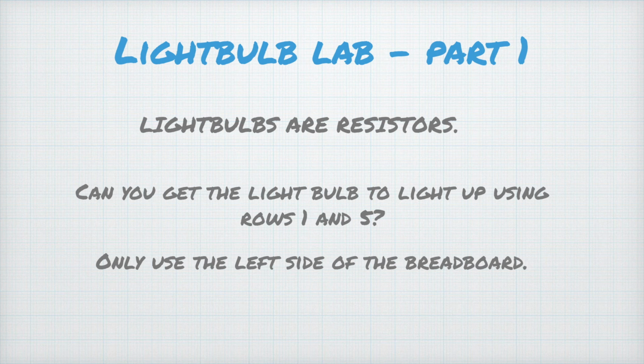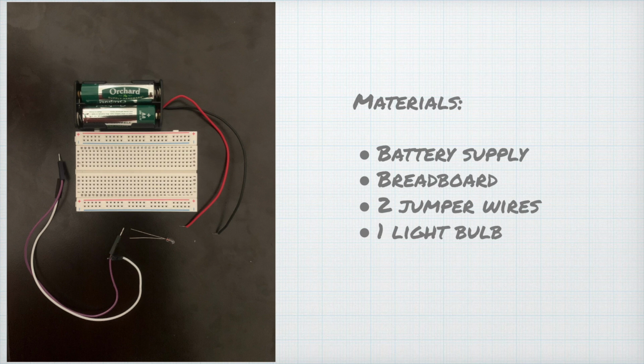Now we will go over our light bulb lab. A light bulb is another component that acts like a resistor but produces light too. In this first part of the lab, we will make the light bulb light up using rows 1 and 5 of the breadboard. So inside of your kit bags, find 2 jumper wires, a light bulb, and a breadboard. The light bulb is really small, so be sure to not lose it.